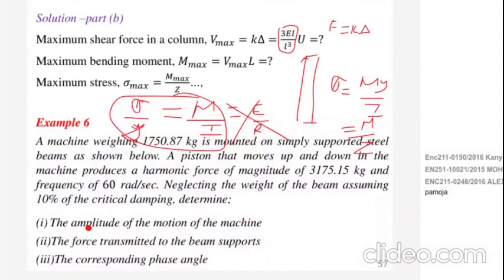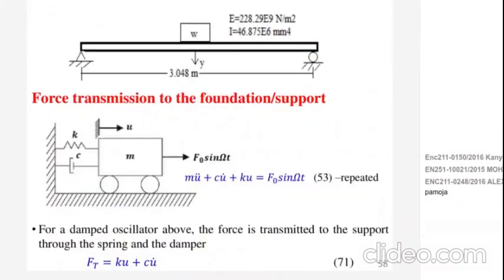So the first part is easy. The second part, we have not covered explicitly. What is the force transmitted to the beam support? To do this, I have given some information here. So you have this beam, simply supported, and then there is a machine here. And these are the parameters, the flexural rigidity of the beam, are given. And the machine has a piston that is moving up and down, producing a certain motion.